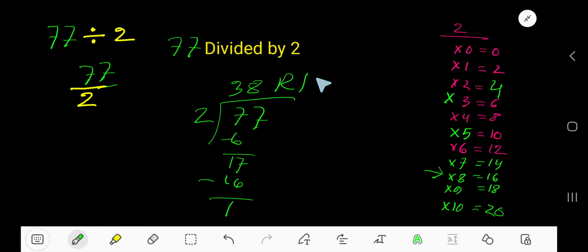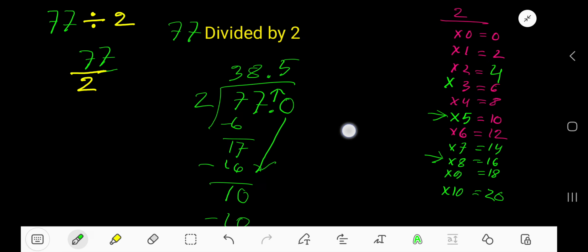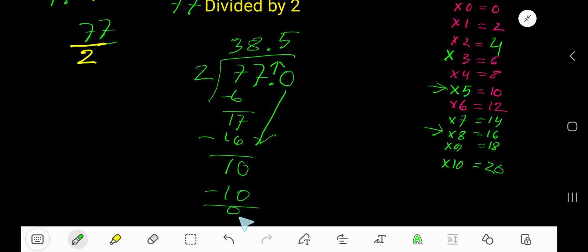If you want to write your answer in decimal form, then what will happen? Just take a decimal and add 0. Bring down the first 0, but before this 0 there is a decimal, so the decimal must come to the quotient directly. 2 goes into 10 how many times? 5 times. Look, 5 times 2 is 10. If you subtract, you are getting 0. So 38.5 is your answer.